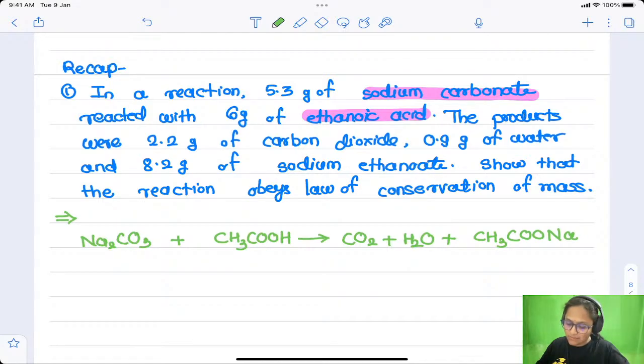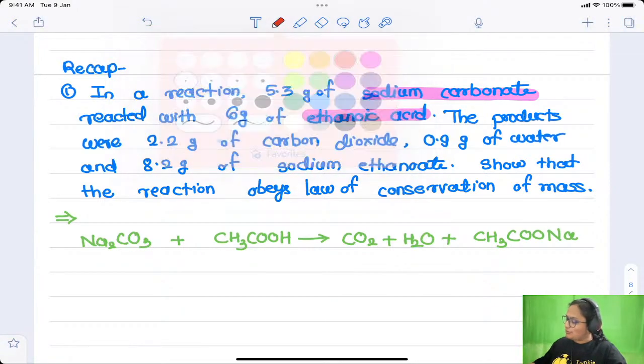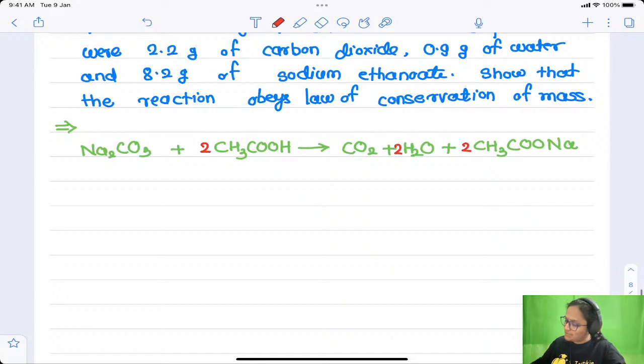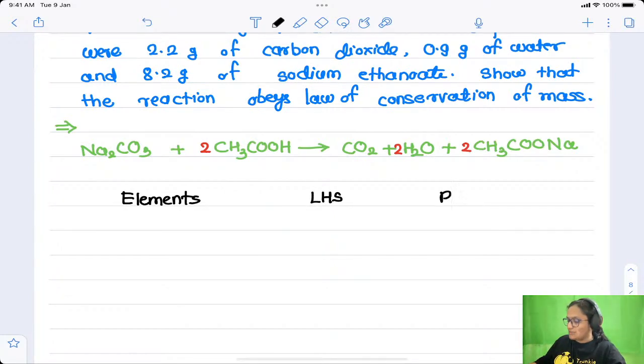Let me check. Sodium carbonate reacted with ethanoic acid, yes, correct. It gives you carbon dioxide, water and sodium ethanoate. So for the balancing purpose we are going to put 2 here and 2 here, then this is a balanced equation, right? So here also there will be 2. So let me check if the equation is balanced or not. For that purpose, we compare the number of atoms of each element on the left hand side, that is the reactant side, and on the right hand side.